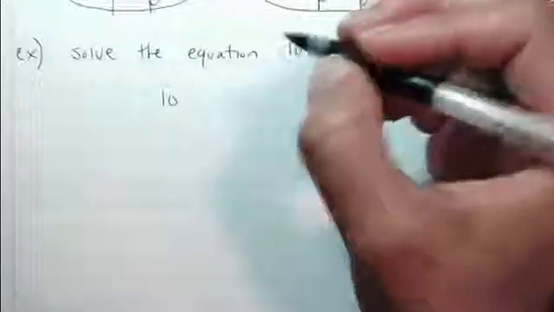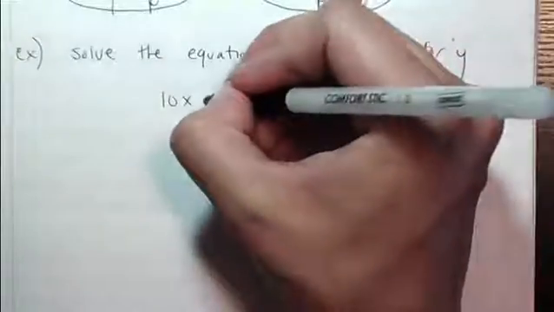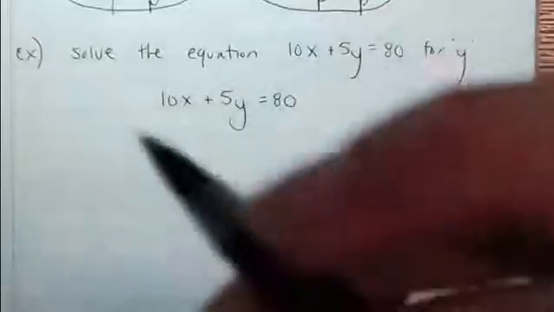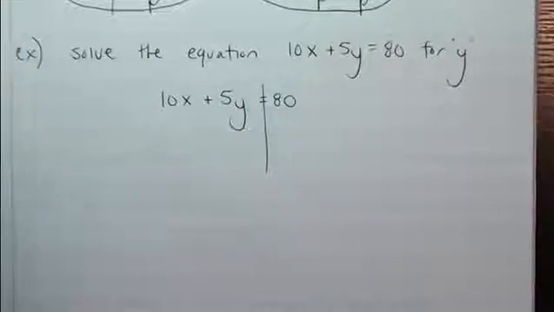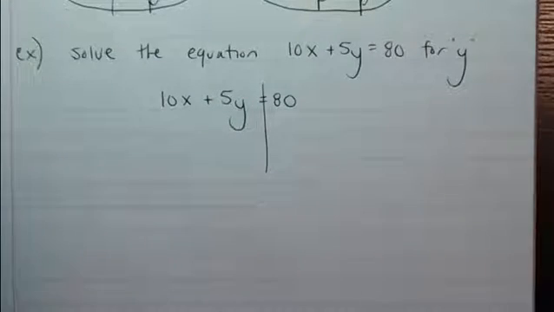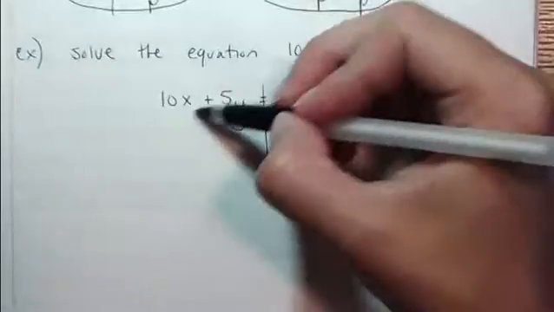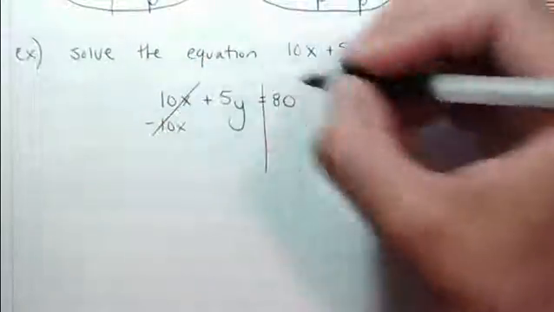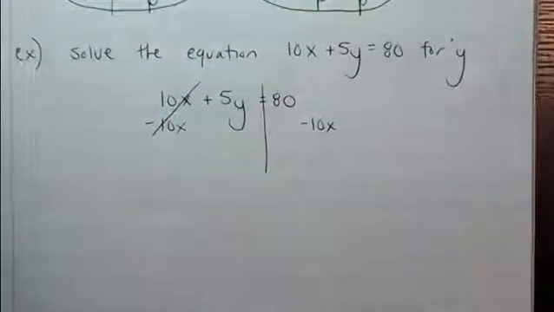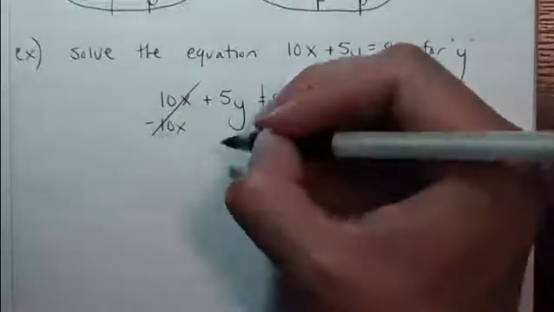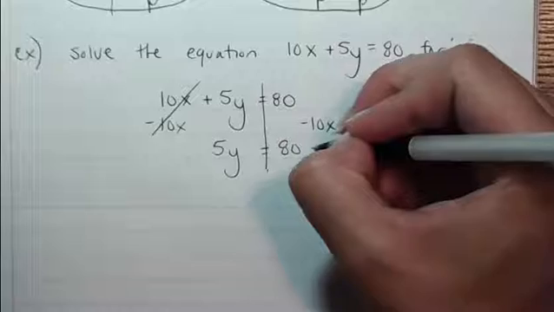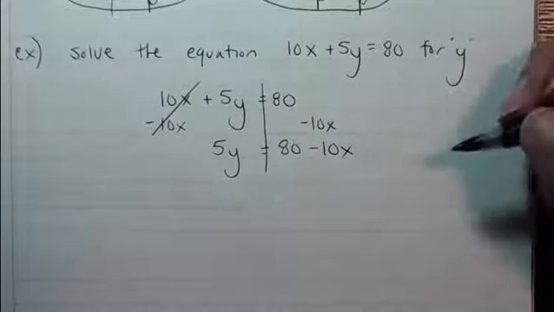Alright, so the first thing I would have done is rewritten the problem. So 10x plus 5y is equal to 80, and I want to get y by itself. So I need to move that 10x. This is what's not attached to that variable, so let's get rid of the 10x. Your first step is subtract 10x on both sides. And I'm left over with 5y is equal to 80 minus 10x.